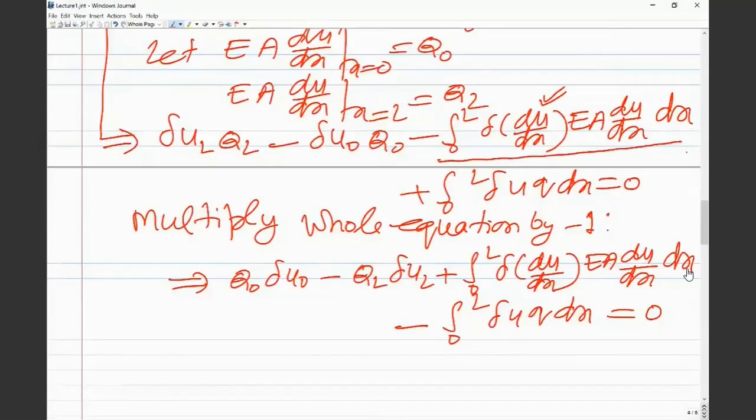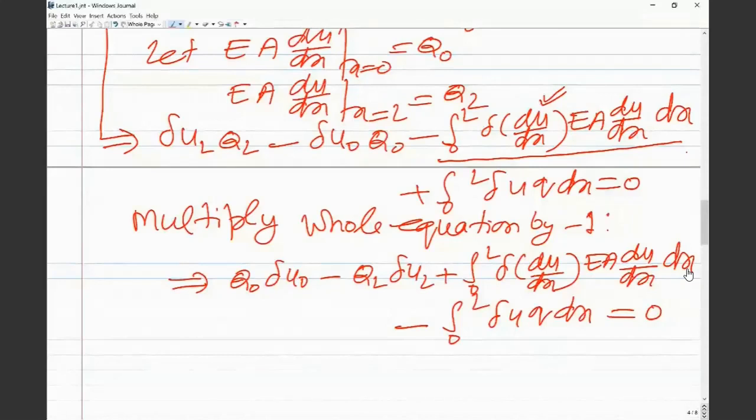So if you look at this term, which is minus integration 0 to L delta du by dx EA du by dx dx, we want to keep this term positive. This is actually the interpretation of the various terms: it is the strain energy stored in the body. Finally we want to write the integral functional, which is the total potential energy functional, and the total potential energy functional requires a datum. It is written with respect to a certain datum.